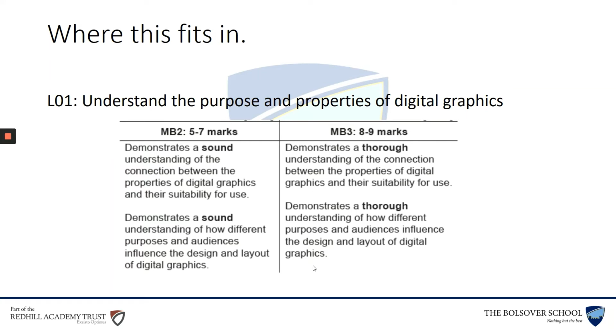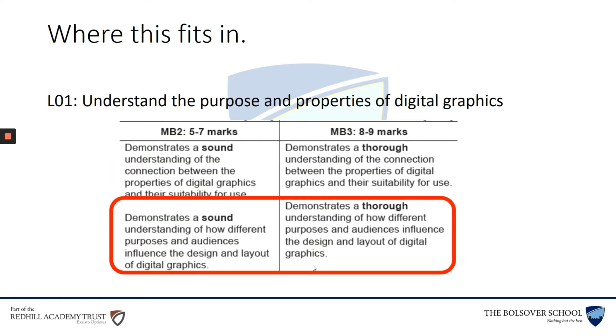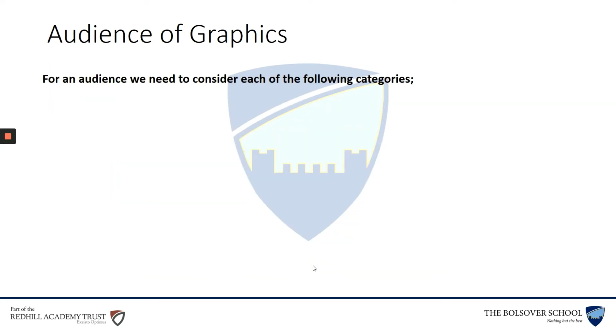Where does this fit in? Well, in your coursework elements, it fits into the LO1 category, which is understand the purpose and properties of digital graphics. So I've only put Mark Band 2 and Mark Band 3 in because I hope everyone's going to aim for Mark Band 3, which is demonstrate a thorough understanding of how different purposes and audience influence the design and layout of a digital graphic. So it's all about how much detail you can put in to persuade the reader that you fully understand the purpose and who the graphic is aimed at.